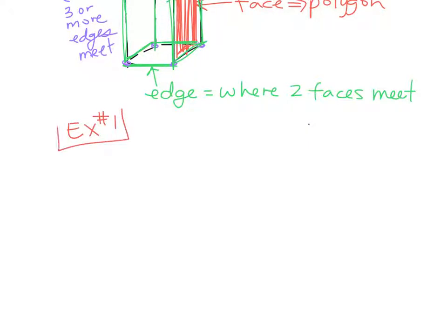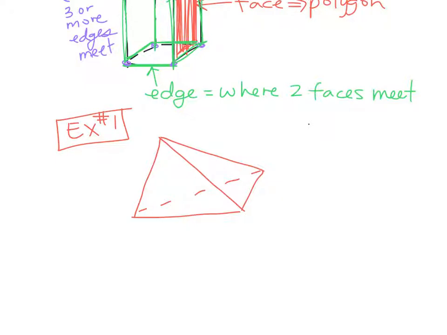First example here. Let's say we have this picture. Okay, first of all, we would call this a triangular pyramid because the base is a triangle. It makes a pyramid shape. So this is R, S, T, and U. Okay, I want to know how many faces, how many edges, and how many vertices are there.